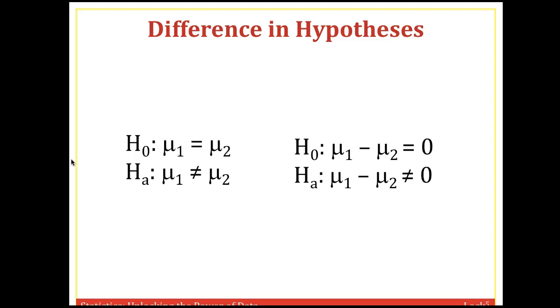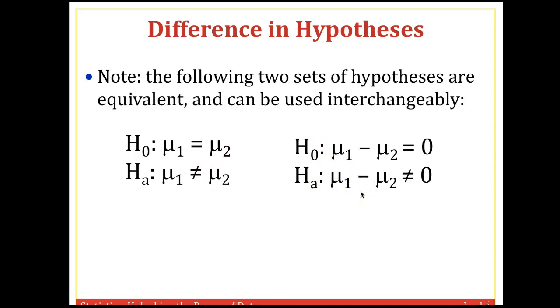All right, looking at these statements, right here we've got one set of hypotheses, null and alternative: the 2 means are equal, and the alternative is that the 2 means are different. Notice the second set is actually the same as the first, just written in a slightly different way. If you subtract mu1 or mu2 from both sides, you get the second statement. So the following 2 sets of hypotheses are equivalent and can be used interchangeably. There's nothing wrong with either of these two forms. They mean the exact same thing.